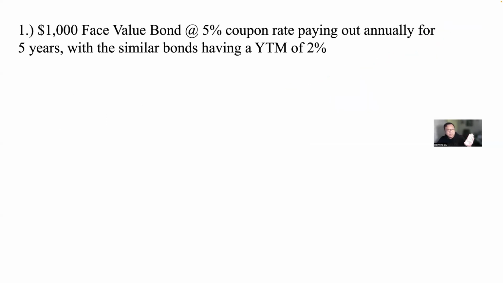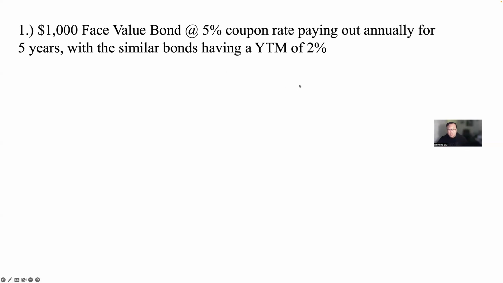The first question: $1,000 face value, coupon rate is 5%, paying out annually for 5 years, with similar bonds having a yield to maturity of 2%. The last information is just telling you what the yield is. For similar bonds taking the same level of risk, the yield to maturity is 2%. So for this bond, we are going to use the same yield rate, 2%.